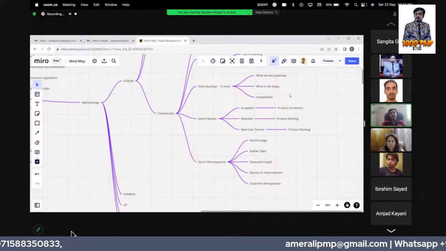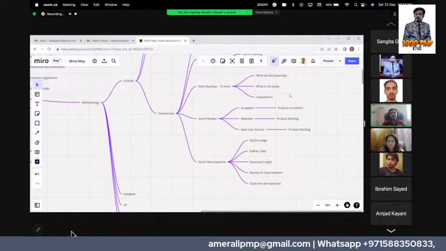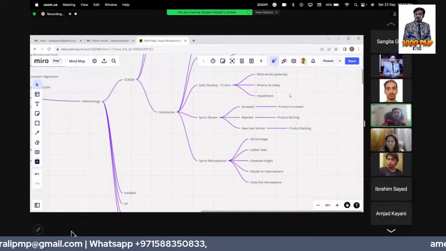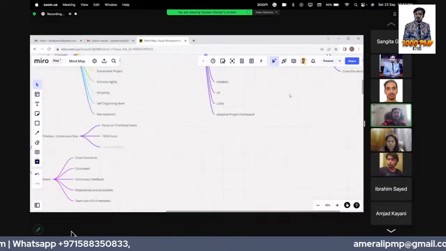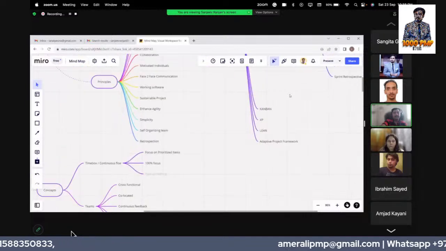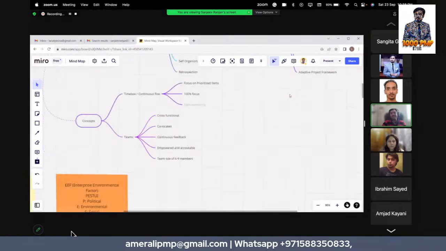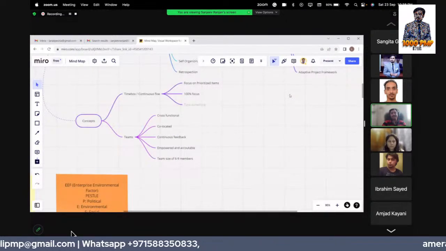Sprint retrospective, we have 5 things: set the stage, gather the data, generate insight, decide on improvement, close the retrospective. Okay, so now concepts. Does anyone want to explain over here further, or should I continue? I guess you continue.